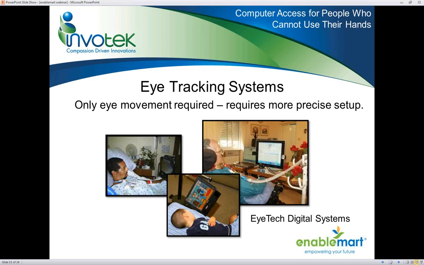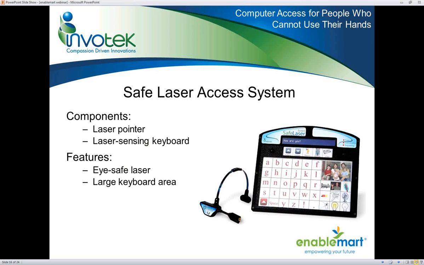But this gives you a sense of why I'm recommending this hierarchy of approach, where we say, start with the hands, then move to speech, then move to head, then move to eyes, because once you use the eyes, you've really taken away all the other approaches. I hope that's helpful to you.